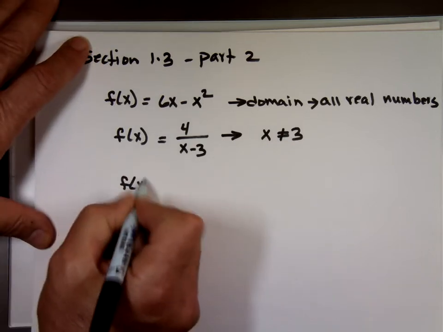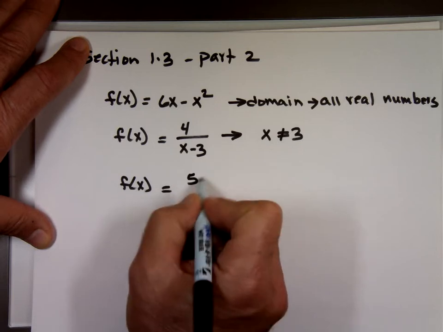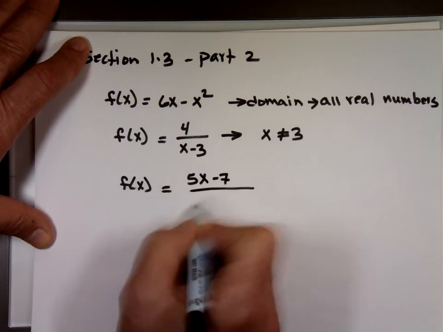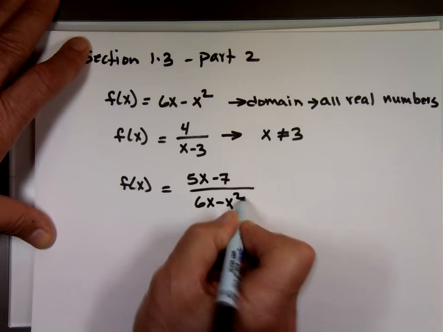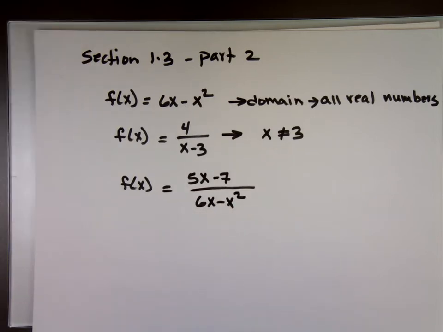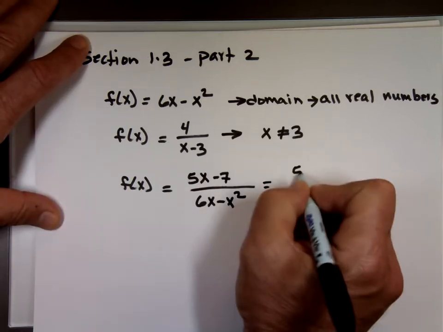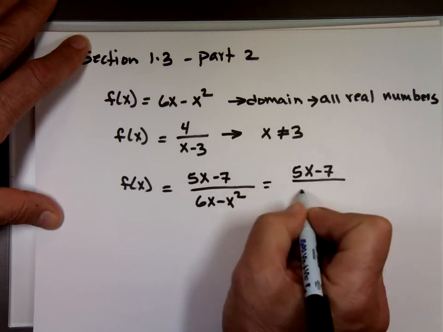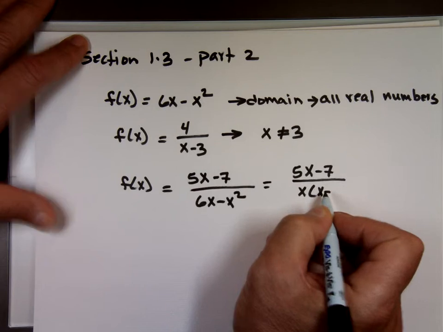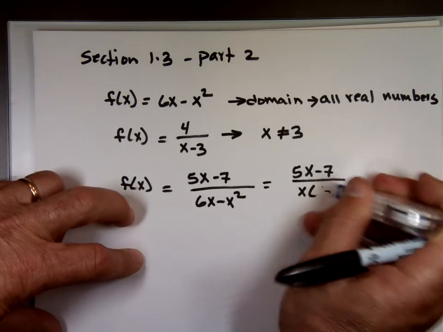If I have this problem, 5x minus 7 over 6x minus x squared. Okay. X cannot be 0. What else? 6. Why 6? Because when you do 6 times 6, you get 0. Yep, correct. So basically what I do with this, I factor the bottom, which is taking x out, and that becomes 6 minus x, right? When you factor an x out.